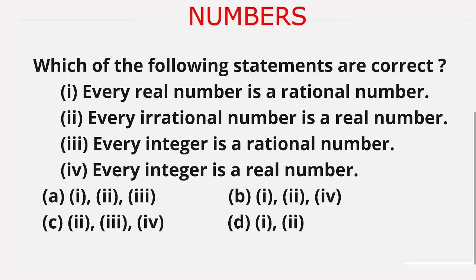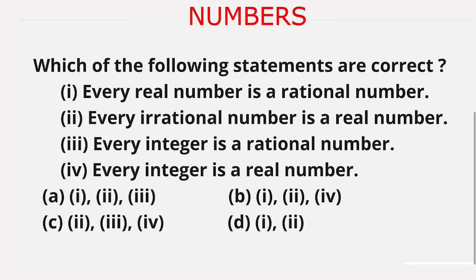Statement 4. Every integer is a real number. The real numbers are the biggest set, which consists of rational as well as irrational numbers. And all natural numbers, whole numbers, integers are part of rational numbers. Therefore, every integer is a real number. This way, statement 4 is also correct.